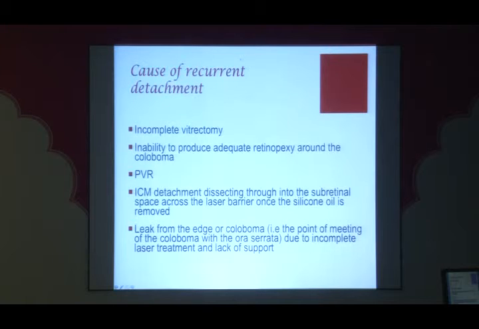So the causes of recurrence: one is incomplete vitrectomy, if you've not done a good vitreous detachment; inability to produce adequate retinopexy around the coloboma; PVR; and ICM detachment that dissects through into subretinal space across the laser barrier once the silicone oil is removed. This is where, as I said, the ICM is very taut, and you may have to relax that ICM, okay? Leak from the edge of the coloboma because you did not do an adequate laser around the same.